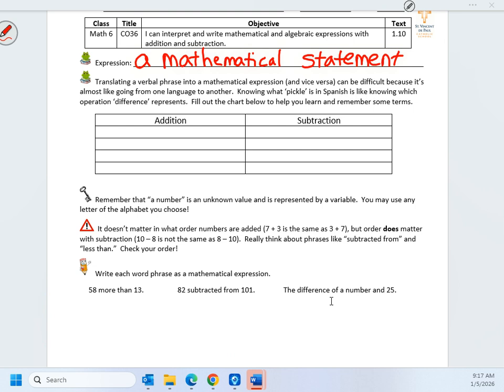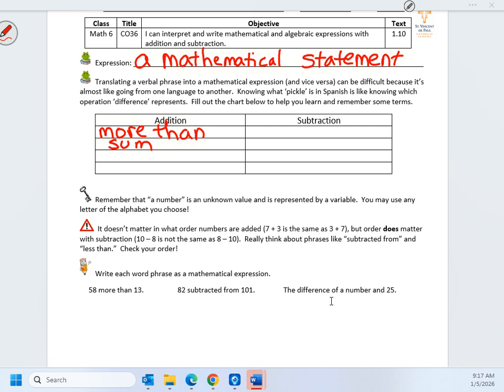So what would be a term that might mean addition? Rhoda? More than? What might be another one? Sum. The sum. When we're finding the sum of two numbers, it means we are adding them together. The sum is the answer of adding two numbers together.